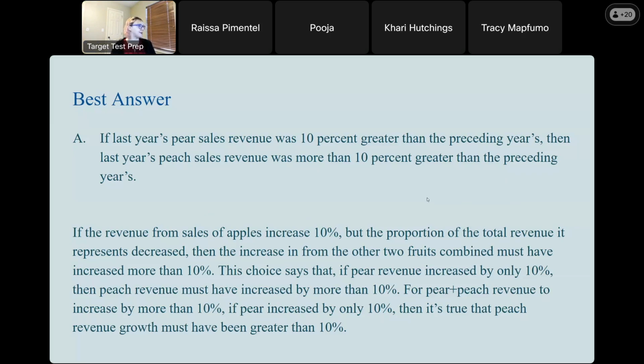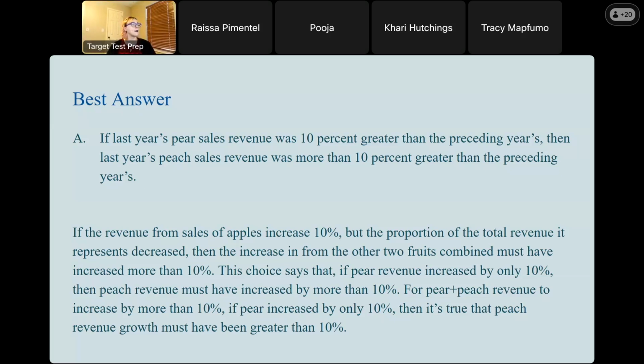I wish I had done a graph, but I did not. So, apples increased by 10%. So we know that they increased, but we also know that the overall percentage of revenue that they contributed is less. So in order for them to have increased 10%, the other 2 have to have increased by more than 10%, thereby watering down the overall contribution to revenue that the apples have, even in their 110% new sales revenue.